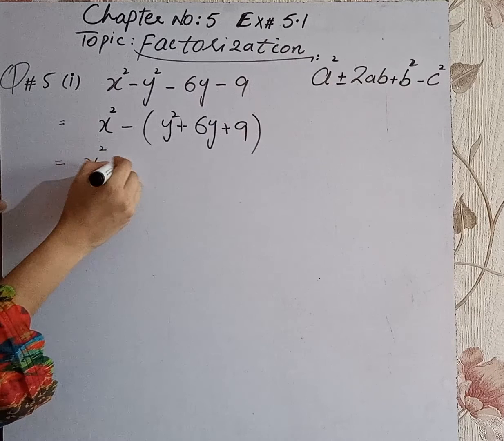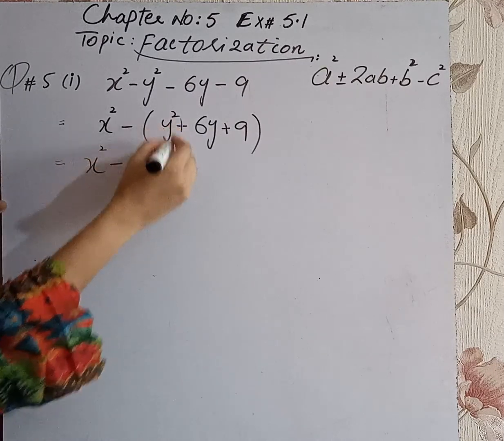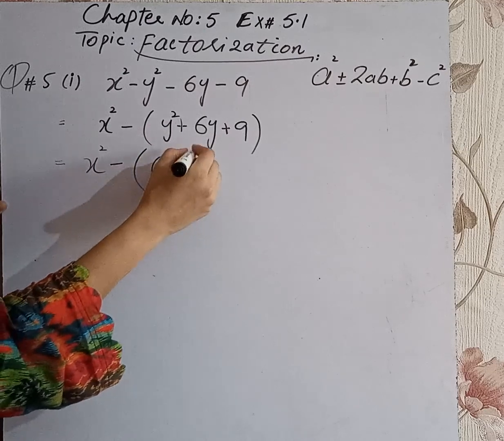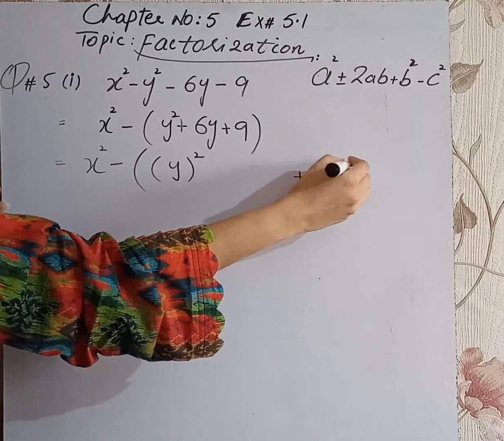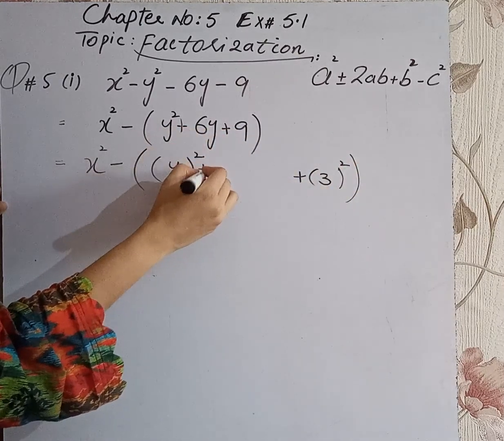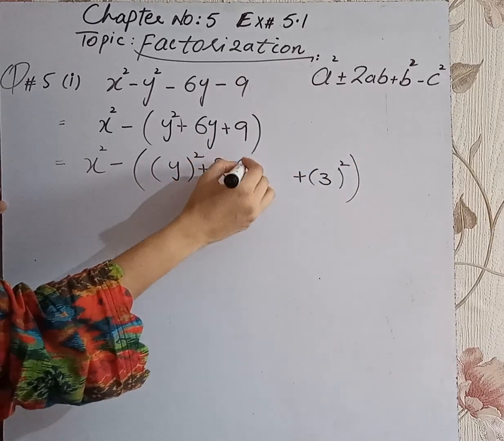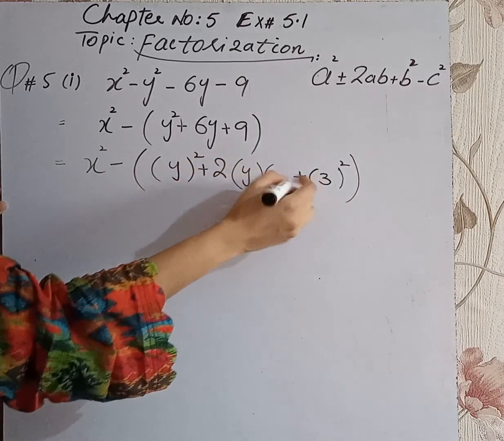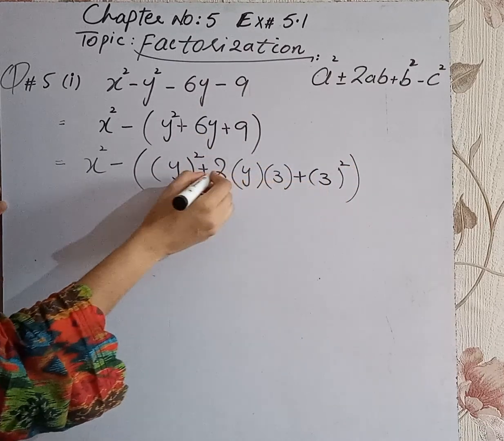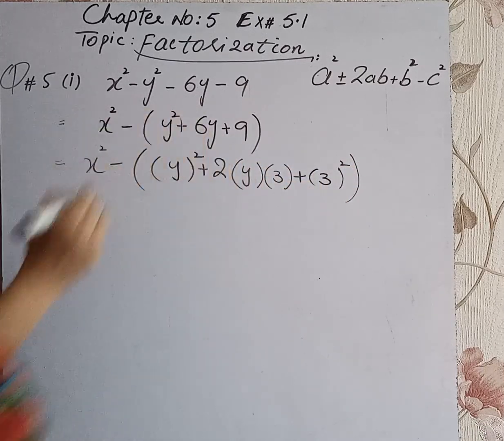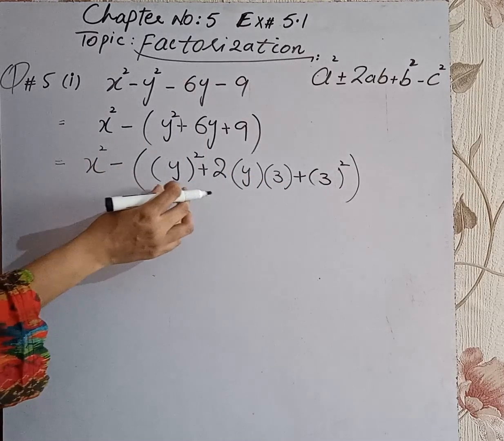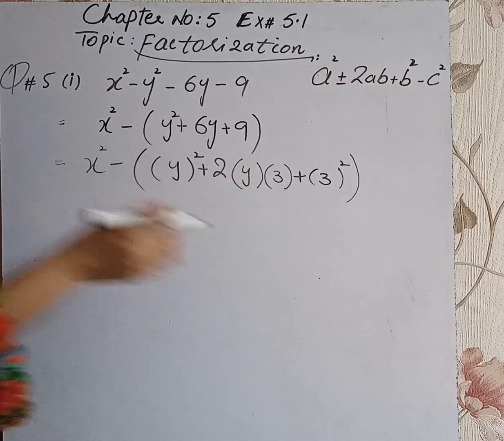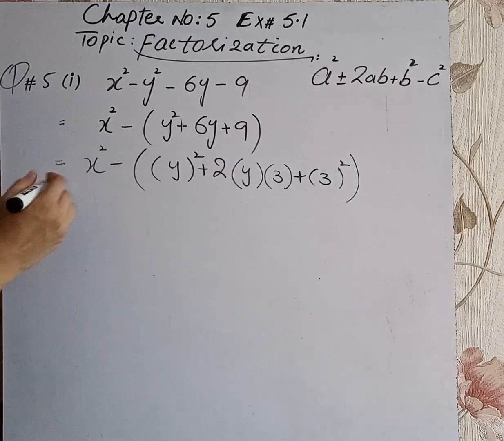x squared I will write as it is. Here y squared is the square of y, 9 is the square of 3. Plus is here. We will complete the square, 2 into a into b. If we multiply these, 2 times 3 times y, we get 6y. It means this is the perfect formula of a square. So we can close this formula of the square as a squared plus 2ab plus b squared, so this can be closed as a plus b whole squared.